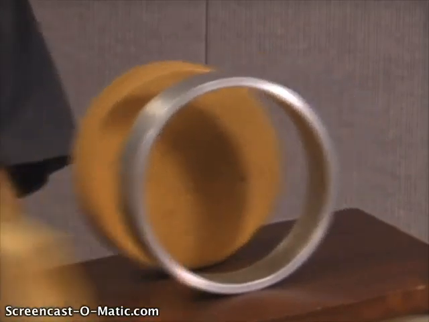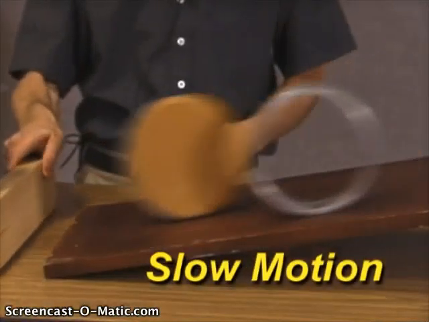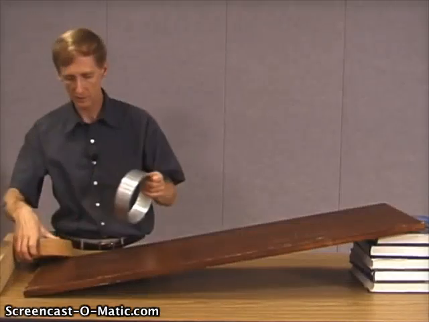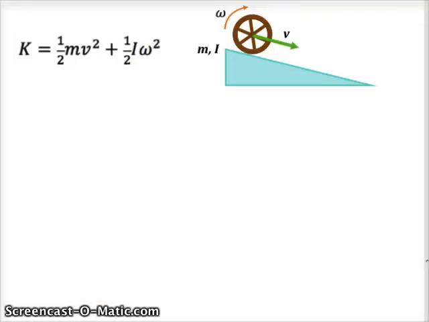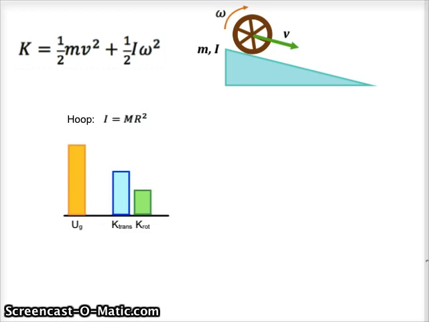All right, so we see very clearly that the solid disk wins the race. So why would that be? Let's take a look here and see if we can relate this to the ideas of energy. So we've been talking about the fact that when an object moves through space and it rotates, such as when something rolls down an incline, it has two forms of kinetic energy that we must take into account. Let's compare those types of energy for the hoop and the solid disk.